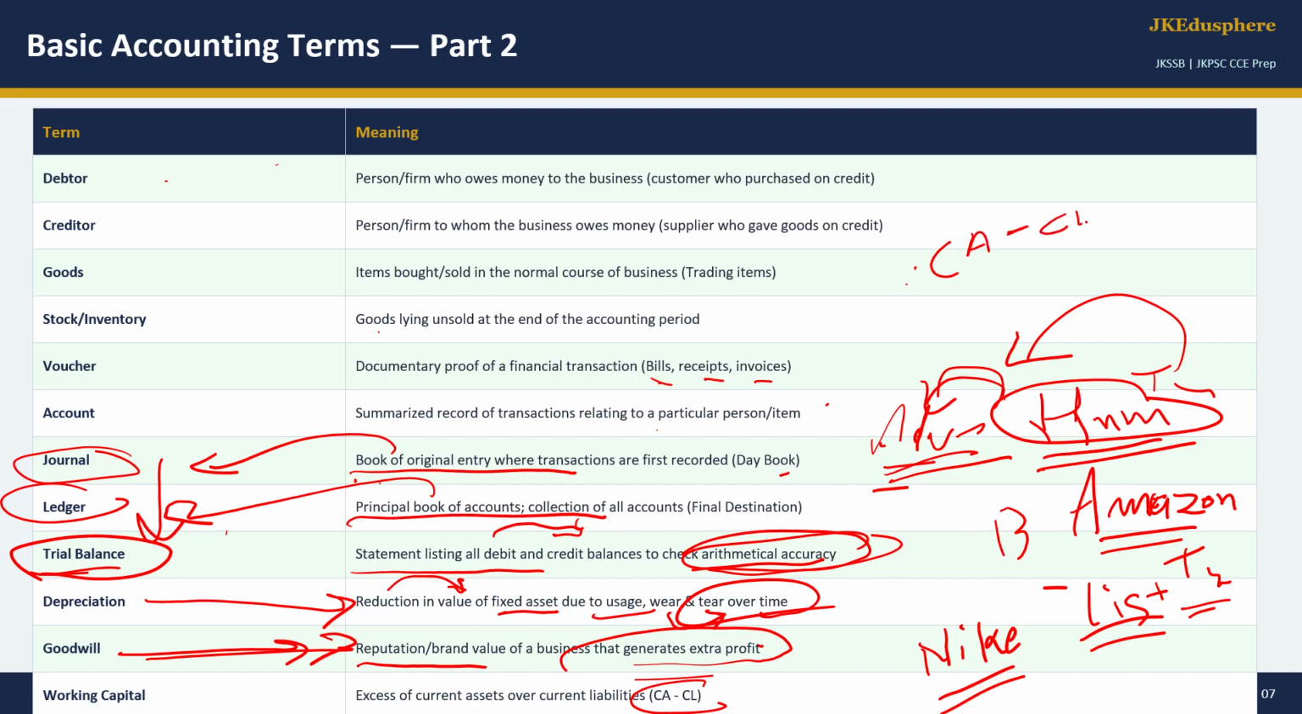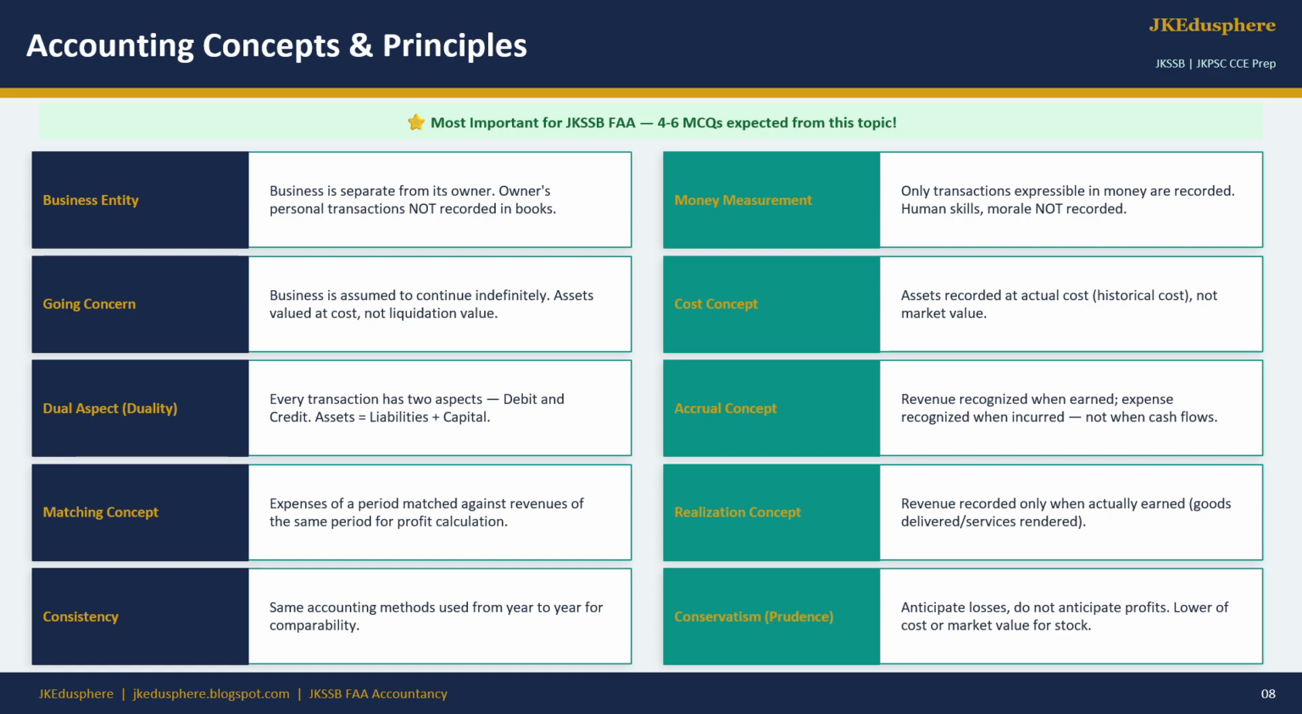Right, so working capital, we have to remember this. Working capital is current asset minus current liability. Working capital, we can just imagine, is whatever is working in the business right now. So current asset minus current liability is working capital. This is important, we need to remember. You can add it in your notes. So next part is accounting principles that we have to remember.